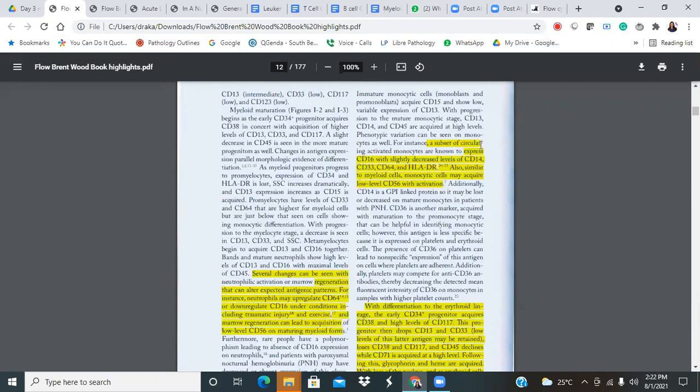And then a subset of circulating activated monocytes are known to express CD16 with slightly decreased levels of CD14, CD33, CD64, and HLA-DR. Also, similar to myeloid cells, monocyte cells may acquire low levels of CD56 with activation. All right. So those can be the phenotypic variations in the monocytes that they are discussing over here.